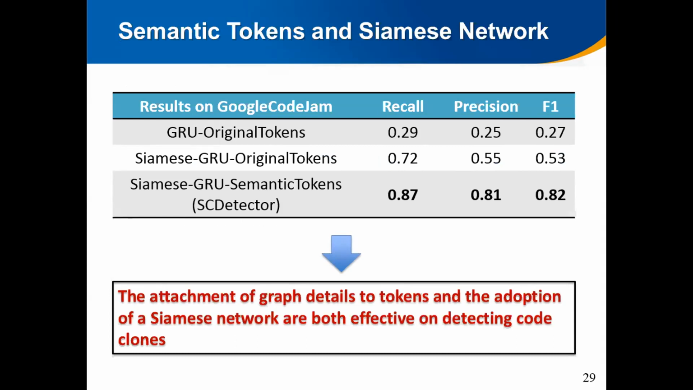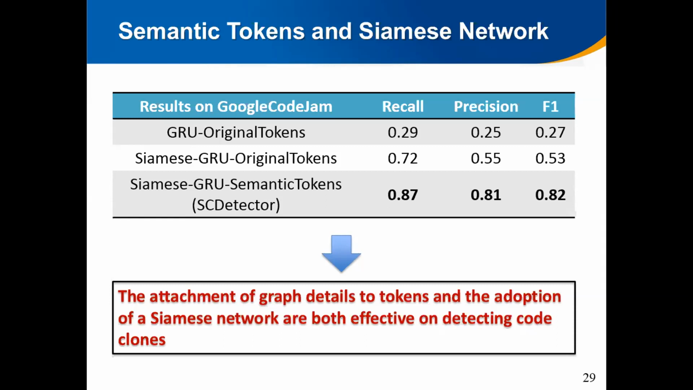In our second experiment, the original tokens are fed into a Siamese network, including two identical GRU subnetworks. The output of the Siamese network is the probability that the two input methods are a clone pair. These two methods are detected as a clone pair if the probability is larger than 50%. In our final experiment, we implement SCDetector, which means that methods are first transformed into semantic tokens and then fed into the Siamese GRU network to train and test. Similarly, if the probability is larger than 50%, the two methods are treated as a clone pair. The GRU networks used in these three experiments are the same network.